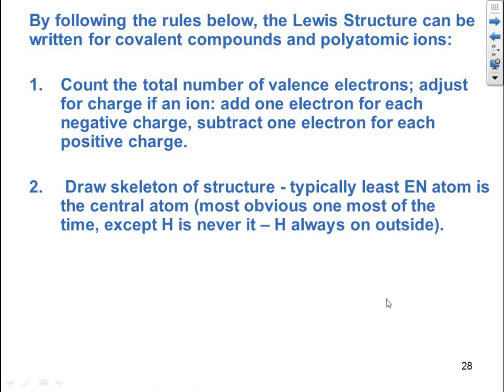Draw the skeleton of the structure. Typically, the least electronegative atom is the central atom. That's the most obvious one most of the time, except hydrogen is never the central atom. Hydrogen is always on the outside.